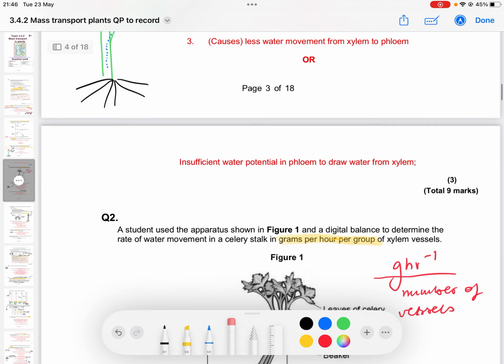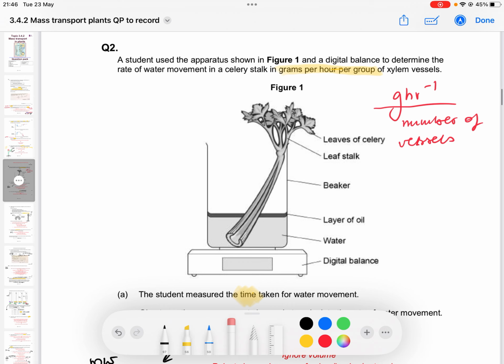Question number 2 then is mainly based on the practical aspects. The students have investigated the water movement in the celery stalk in grams per hour and per group of xylem vessels. What I've done here is put the units that the students will be working with: grams, referring to the mass, per hour, referring to the time, and per number of vessels. That should help us out with answering the questions.